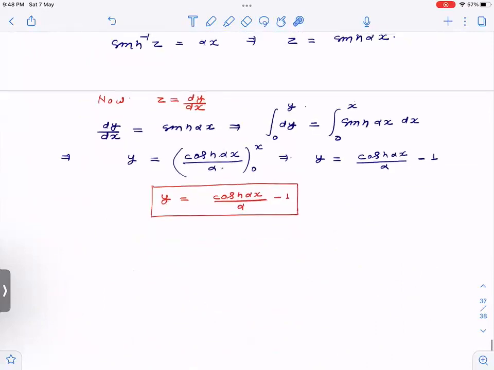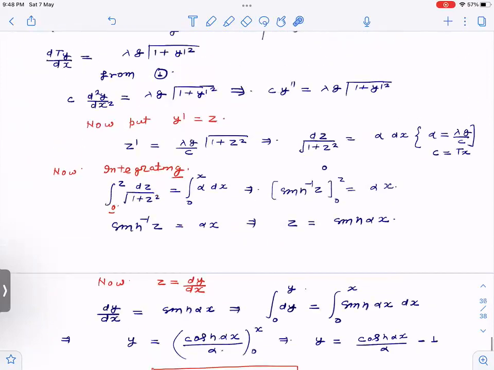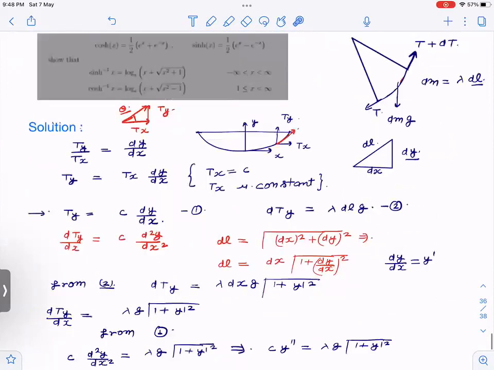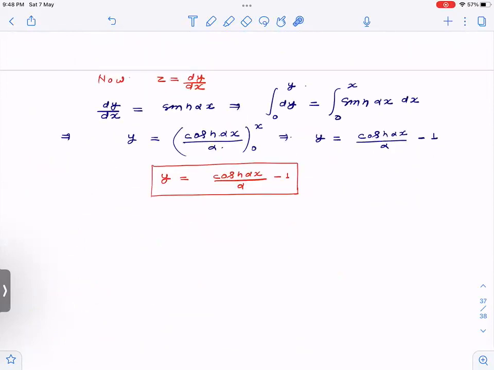So here now what do we get? Integral 0 to y of sine hyperbolic alpha x dx. Integrate from 0 to x. Cos hyperbolic 0 is how much, right? Because this is the lower limit. Let us see. This is the formula of cos hyperbolic 0. If you put x equal to 0, this is 1, right? 1 plus 1 by 2, so that's 1. So that is how you got this as 1, right?